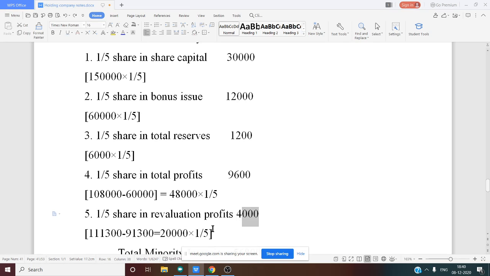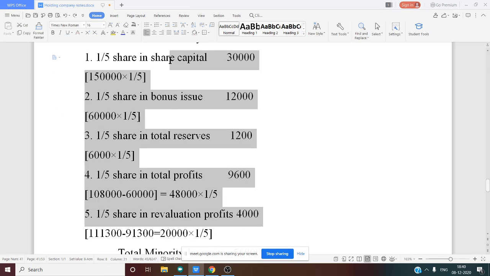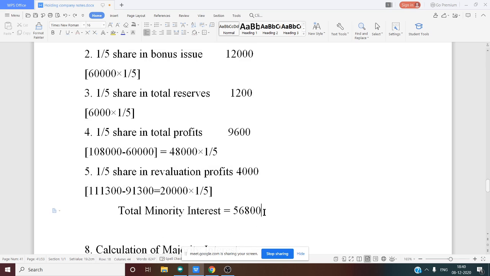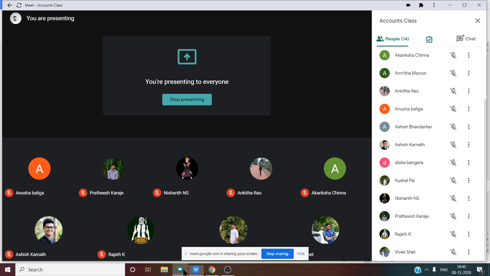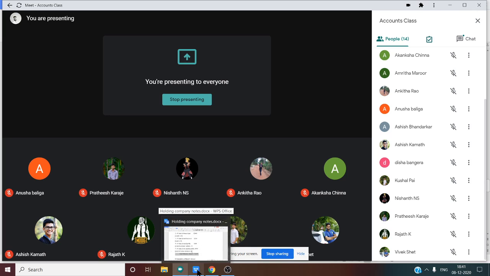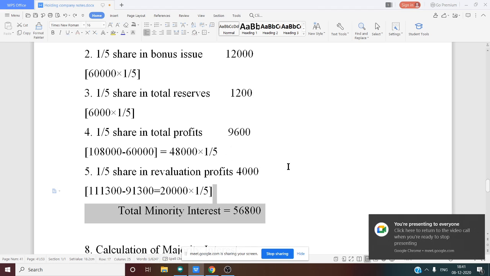But we want the total minority interest, so add all these 5 items: share capital, bonus issue, total reserve, total profit and revaluation profit. The total minority interest after adding all these is 56,800. This 56,800 you have to show separately on the liability side of the consolidated balance sheet. So this is about working note 7.